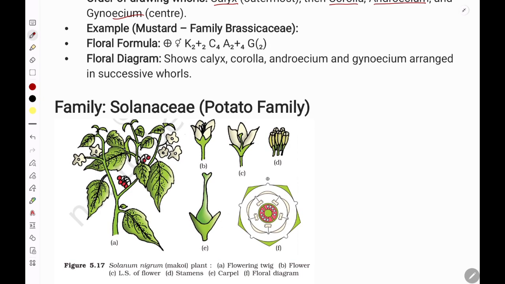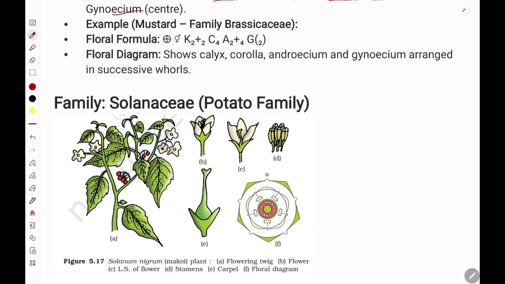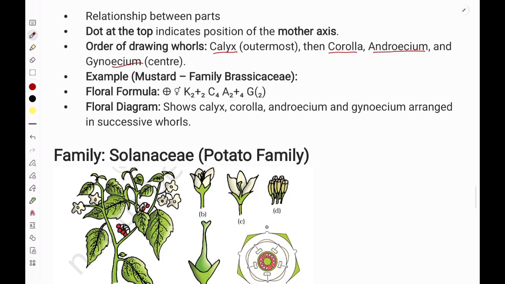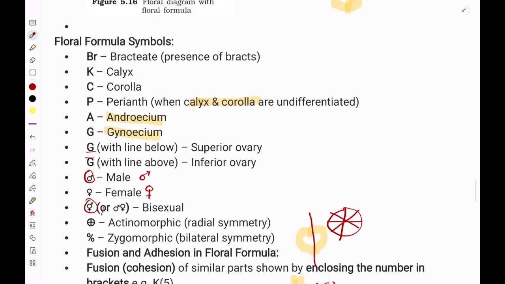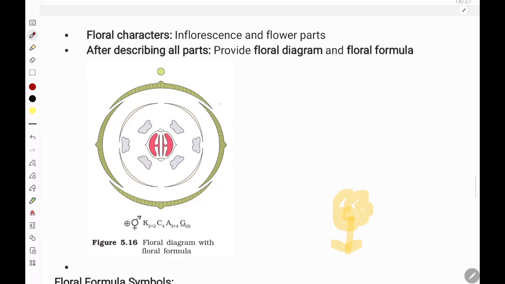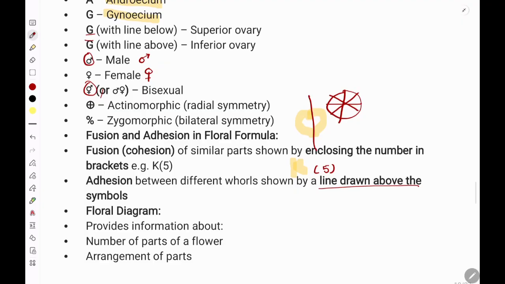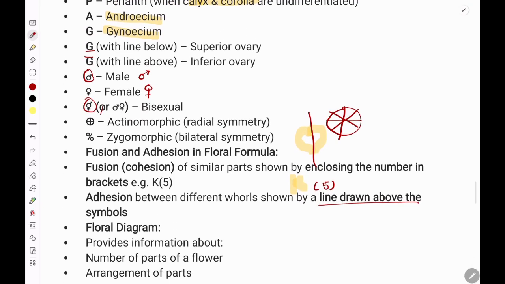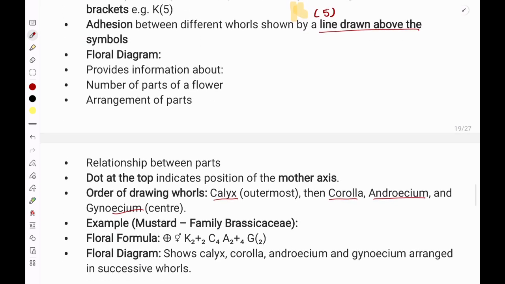The floral diagram shows the calyx, corolla, androecium and gynoecium arranged in successive order. This is the formula of the Brassicaceae family as shown here. There are four members in calyx, four members in corolla, six members in androecium, and two members in gynoecium.